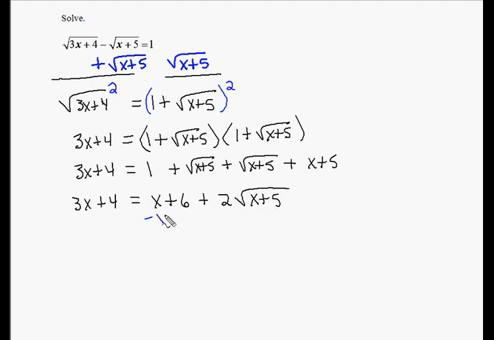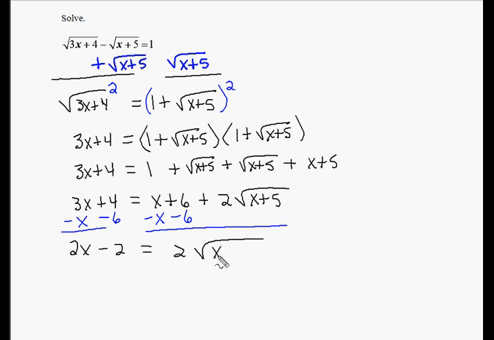To isolate the radical, we'll need to add a negative x to both sides and a negative 6. We now have 2x minus 2 is equal to 2 times the square root of x plus 5. To isolate this radical, we need to multiply by a half, but if we do it to that side, we need to do it to this side as well, both sides of the equation. We now have x minus 1 is equal to the square root of x plus 5.